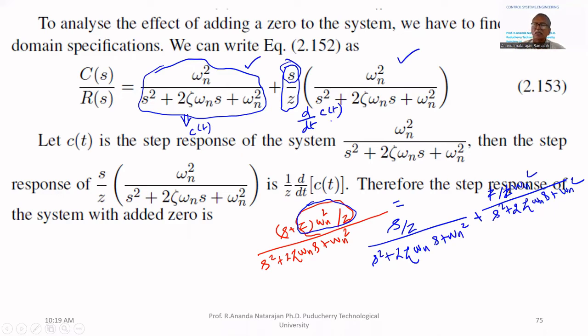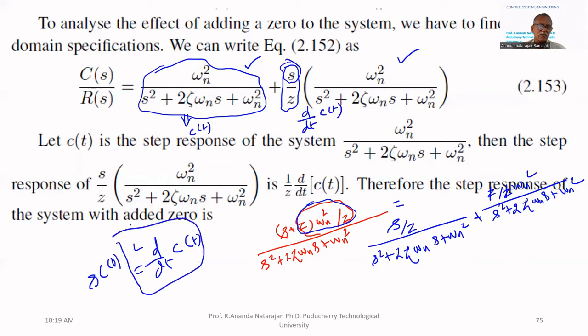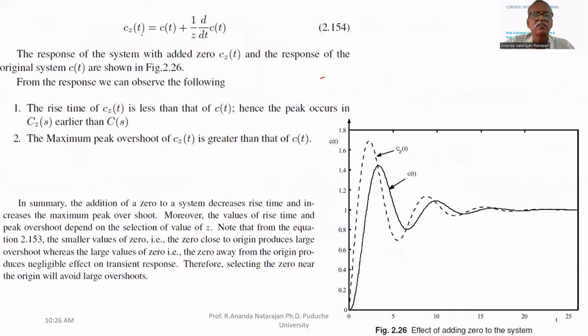Because in S domain, d by dt of C of t equals what? S C of S. Am I correct or not? If you take the Laplace transform of the derivative of a function, then you will get S C of S. Therefore, S is nothing but the derivative. So I can write d by dt of C of t multiplied by 1 by Z. Therefore, the response for this system is this.